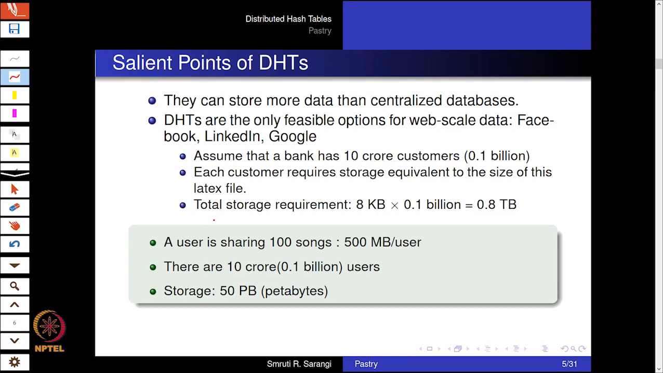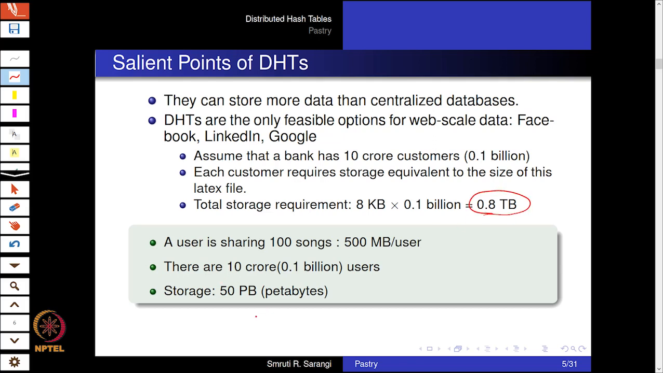So how large is web scale data? So let's say a user on an average shares 100 songs. Assuming an MP3 format, it will be 500 megabytes of space per user. If there are again 0.1 billion users, it's easy to do the math. We will have 50 petabytes of storage, which is way more than this number.